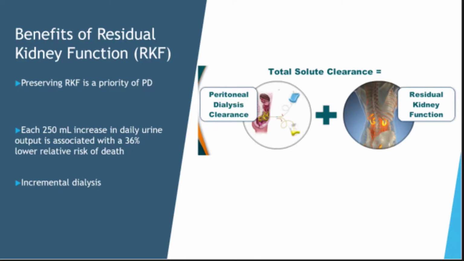Why do we worry about preserving residual kidney function? Why is this a top priority in dialysis clinics? Kidneys working 24 hours per day, even at reduced capacity, are providing patients with additional clearance of waste products and fluids that they would not otherwise have without their kidneys. This minimal function can be a significant difference in how a patient feels and their ability to have a less restrictive diet and fluid plan. Most of all, these patients have a significantly lower risk of death. Each 250 milliliters of urine per day is associated with a 36% lower risk of death.